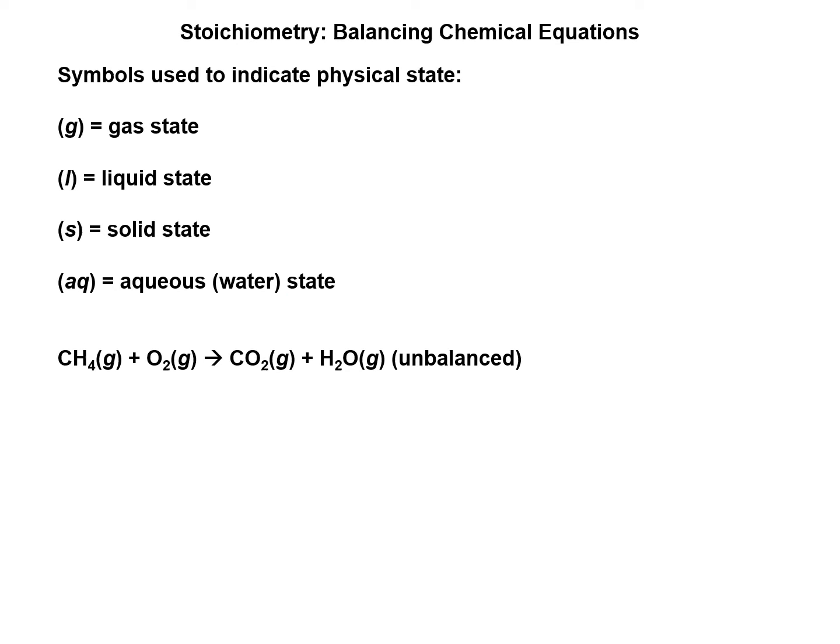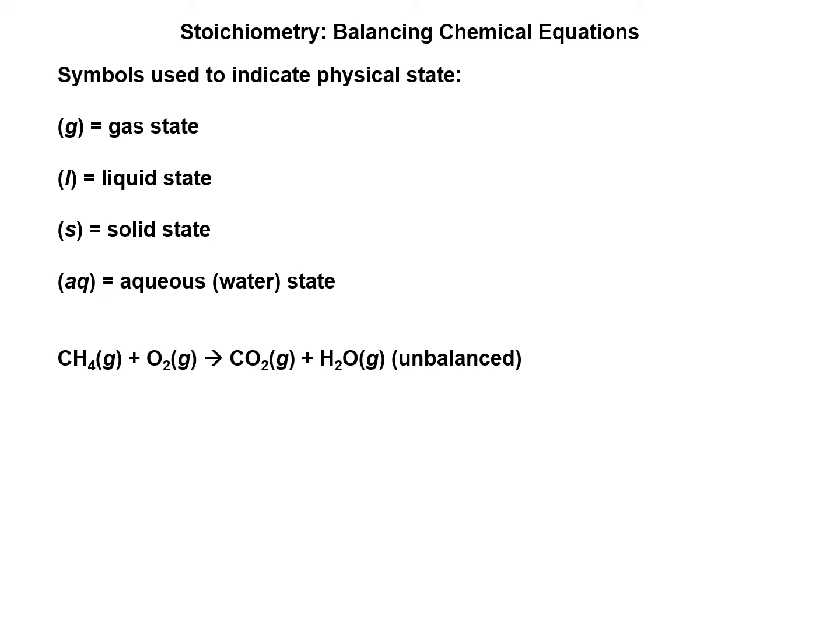Now let's look at some examples. But before we do that, we got to get into the symbols used to indicate physical states. For general purposes, there are 4 states of matter. There's the gas state, the liquid state, the solid state, and the aqueous or water state. For this lecture, we'll just stick to those 4 states. So our first example is the unbalanced equation of methane plus oxygen equals carbon dioxide plus water. They are all gases. That's what the little g in parentheses means.